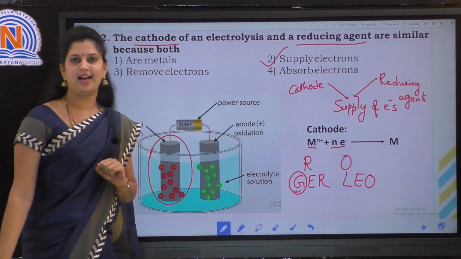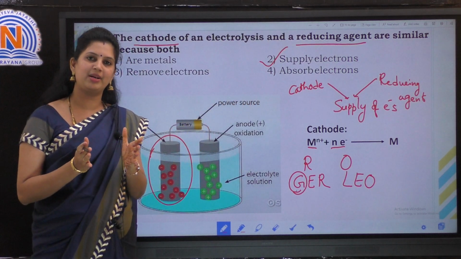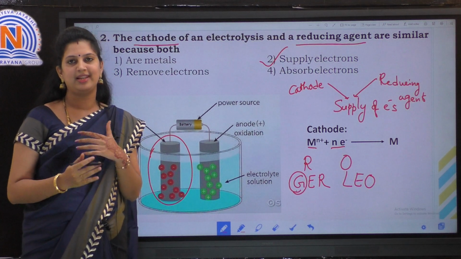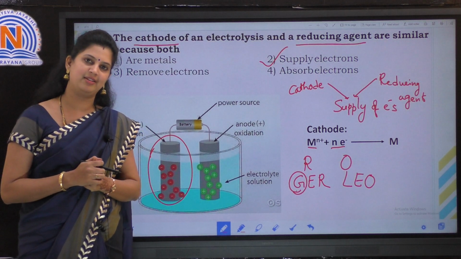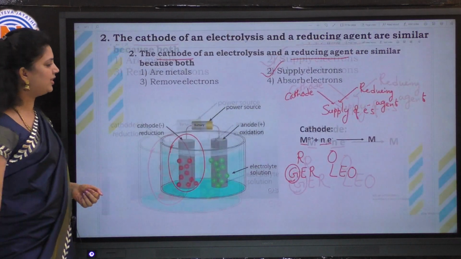Both can supply electrons. Cathode and also the reducing agent, they are having a common property or feature, they are supplying electrons to the other metals or non-metals. So I think it's clear. So let us move to the third question.